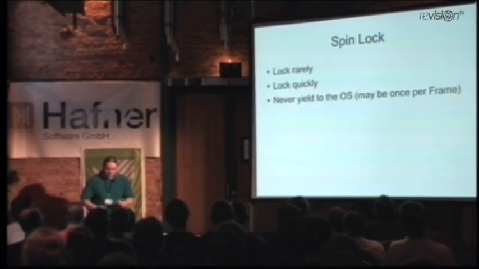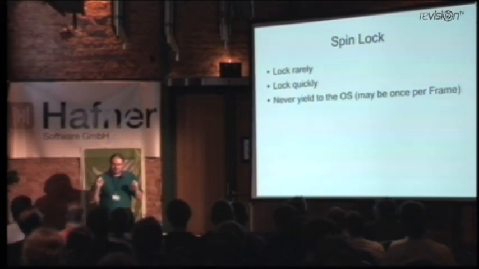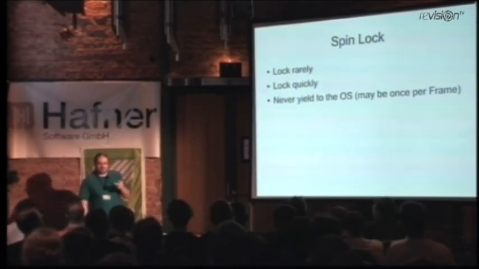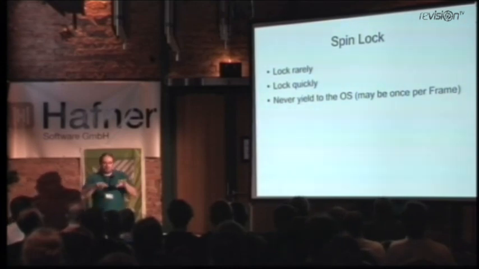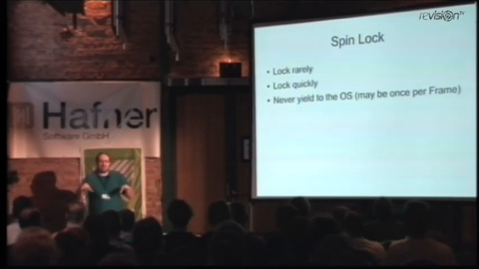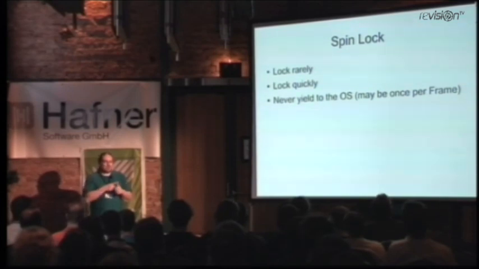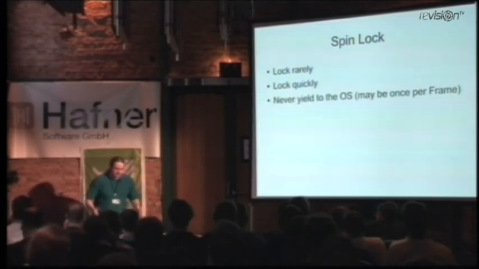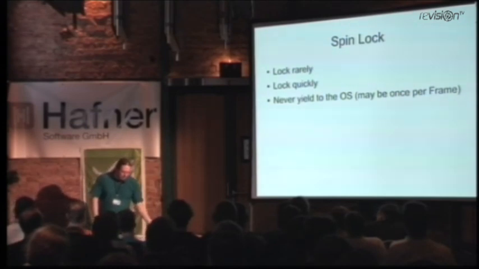If you're using these spin locks, I say lock rarely, lock quickly, and never yield, of course, because you don't want to have all your threads waiting on each other. The best way to do that is, well, not to lock at all, which is very difficult to do, so that's an advanced topic. Or at least lock as rarely as possible and as quickly as possible, so that the chances of these tasks actually waiting on each other are as small as possible.